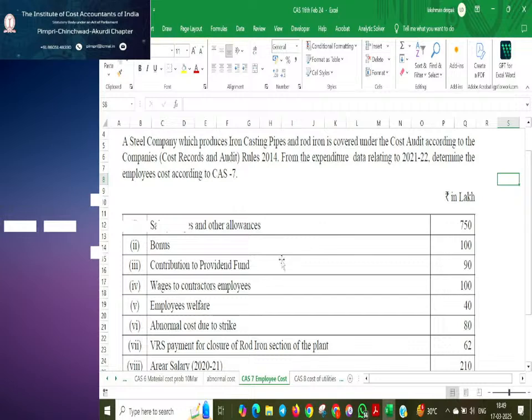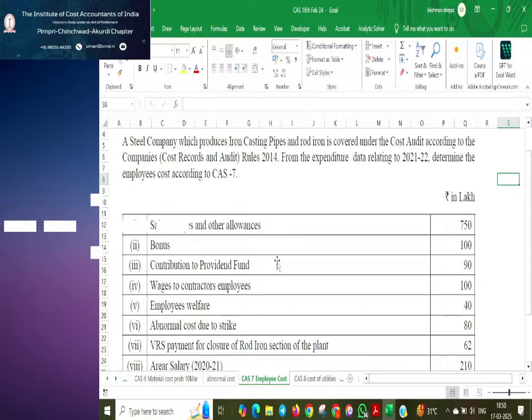Okay, so now what we are going to do is, we are just going to see what needs to be excluded or what needs to be included in each of the cases. Now coming to salary, wages and other allowances. So will this be included? Yes, of course, it will be included. What about bonus? Yes, of course, it will be included. Contribution to Provident Fund, it will also be included.